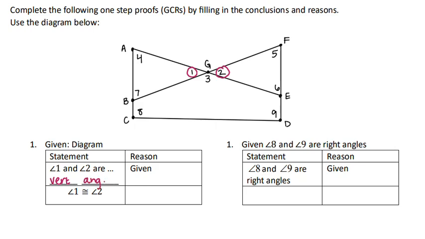So I go through my reasons and I say, oh, I'm looking for something that starts with angle 1 and angle 2 are vertical angles. So if two angles are vertical angles would be the first part of my statement. The next line is going to be detachment, that would be the then part of that statement. So if two angles are vertical angles, then they are congruent. And so that's why we have those congruents there. The reason for that is the vertical angle theorem, which is on our list of possible reasons.